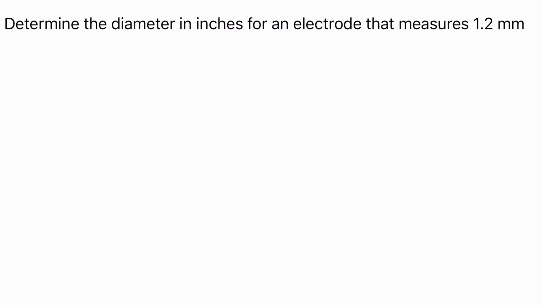So for our first example, determine the diameter in inches for an electrode that measures 1.2 mm. So you just need to convert this 1.2 mm into inches.